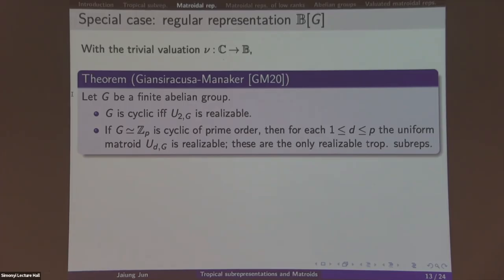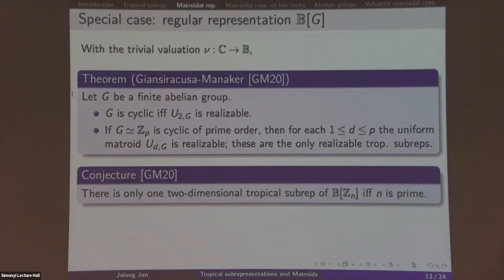So yeah, these are the types of theorems that they proved. Somehow on the right-hand side you have a matroid with a G action, and on the left-hand side you have a structure of a group. So this theory connects group theory and matroid theory. They computed examples like this, and then they came up with the conjecture that there is only one two-dimensional tropical subrepresentation of the regular representation of Z_n if and only if n is prime.